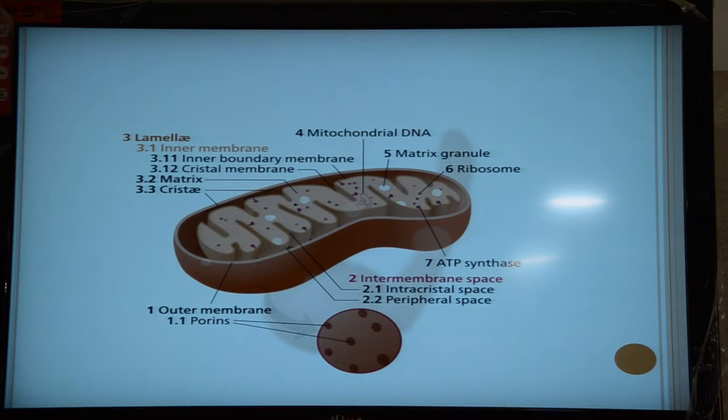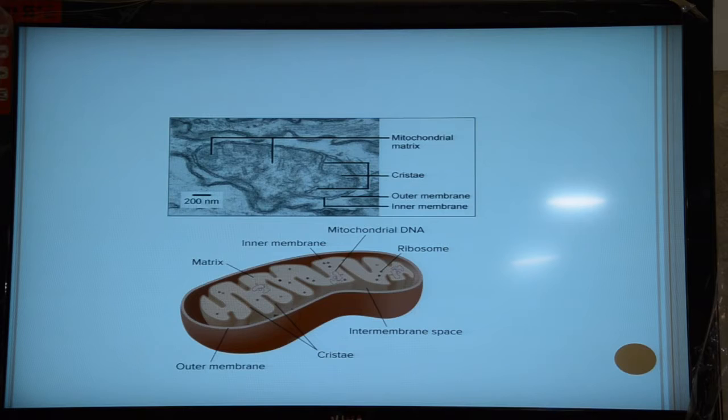This figure shows us a typical mitochondrion. In the mitochondria, many structures can be seen: inner membrane, outer membrane, intermembranous space. Ribosomes, matrix granules, and cristae can be seen, and three types of cristae in the mitochondria can be seen.